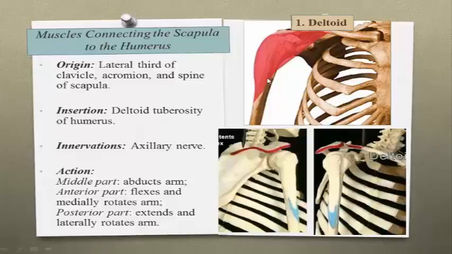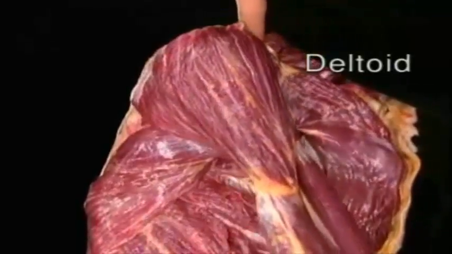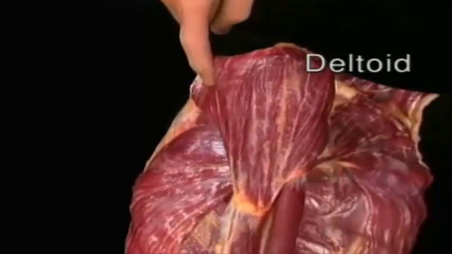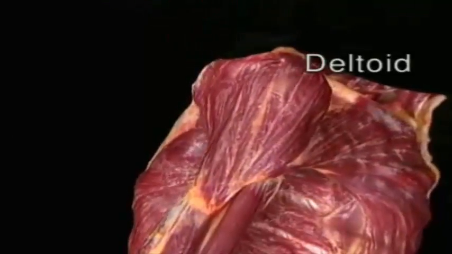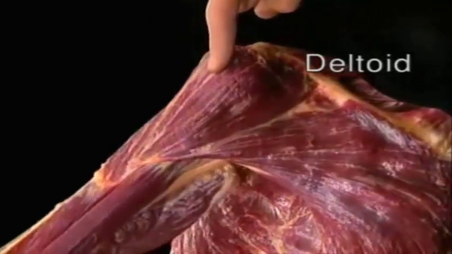The axillary nerve is the specific nerve which innervates this muscle. The function of the deltoid is complicated a little bit because it has anterior, lateral and posterior parts. The anterior part participates in flexion and medial rotation of the arm. The posterior part extends and laterally rotates the arm. And the middle part abducts the arm.